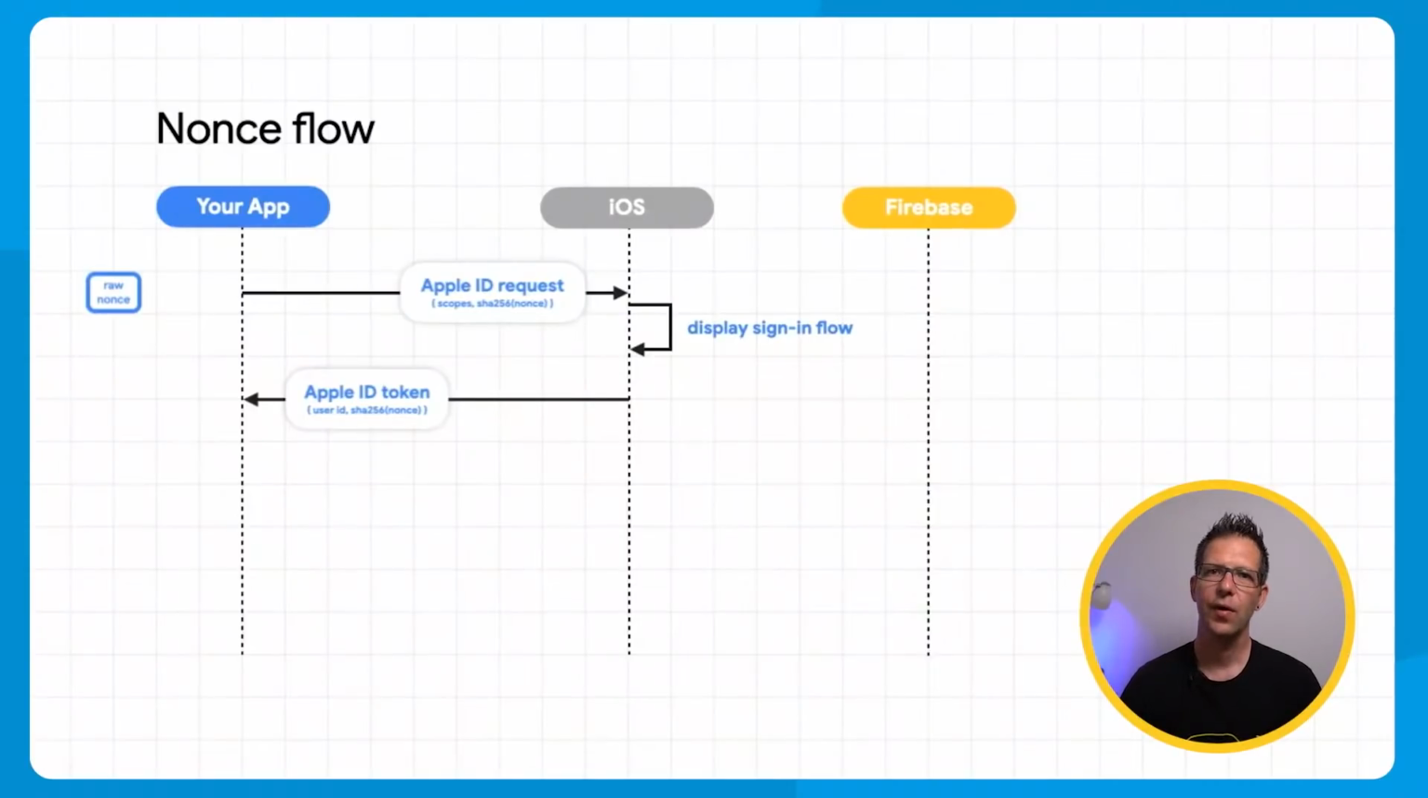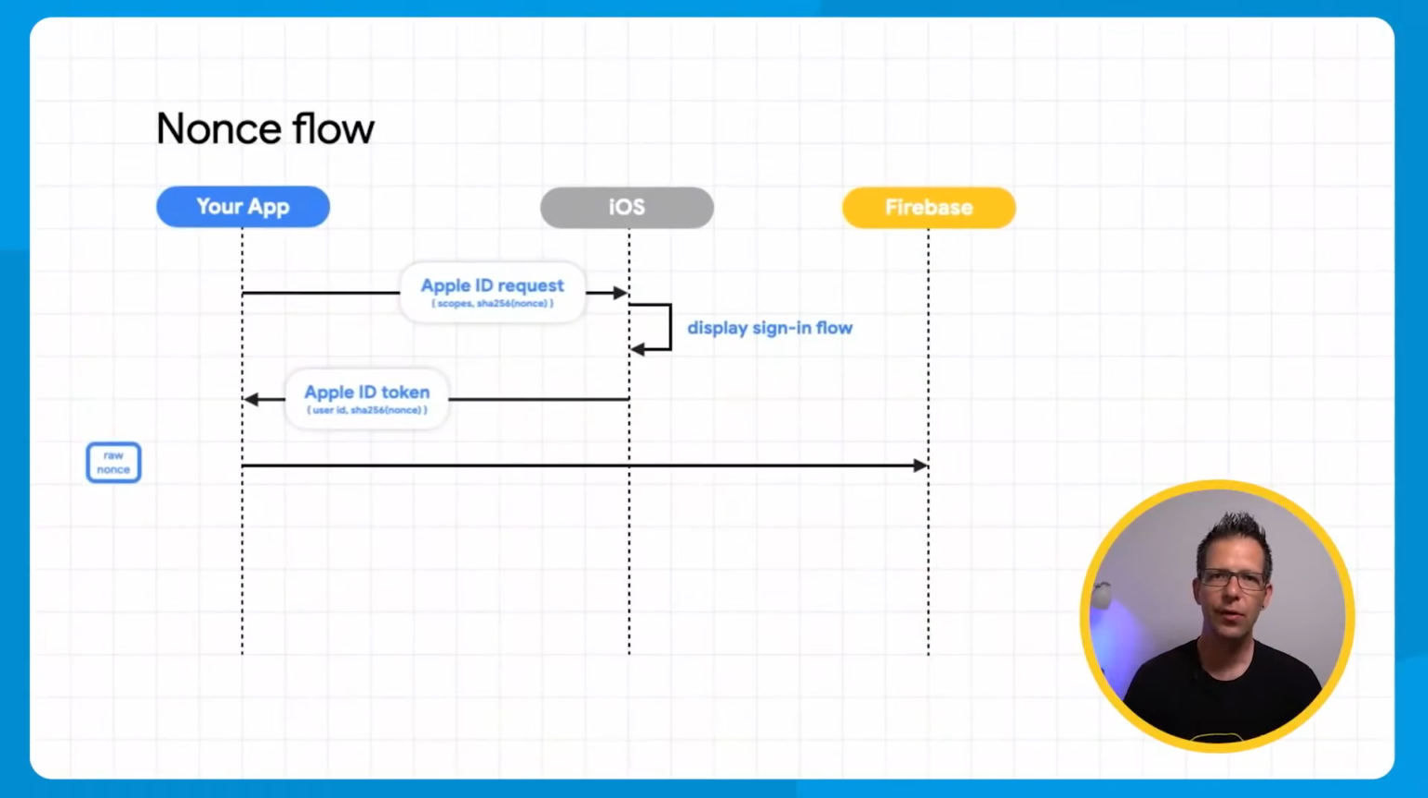The ID token also contains the hashed nonce we sent in the first step. As the ID token is a cryptographically signed JWT, we can verify its integrity. And this actually happens in the next step. So in step 3, we create an OAuth credential using the ID token and send it over to Firebase, along with the original unhashed nonce.